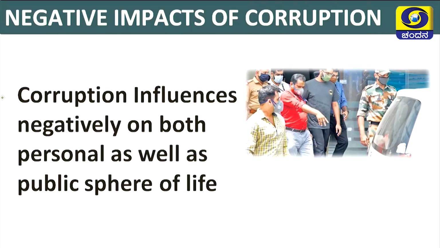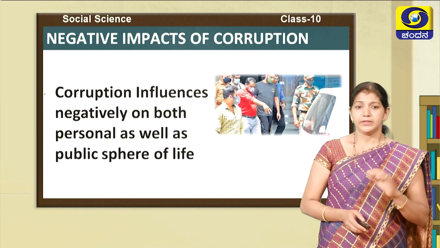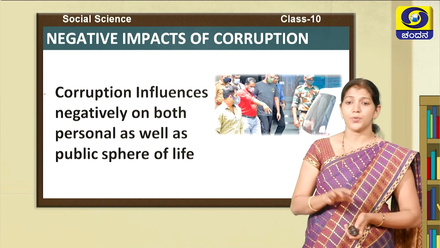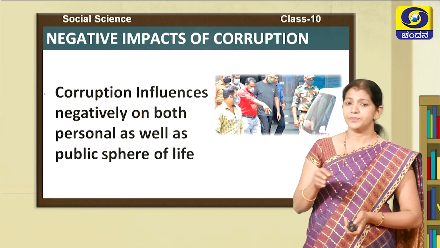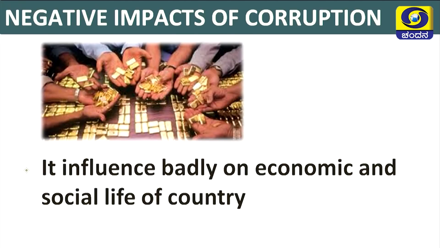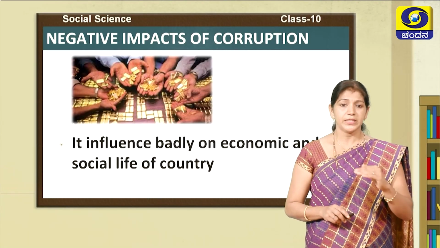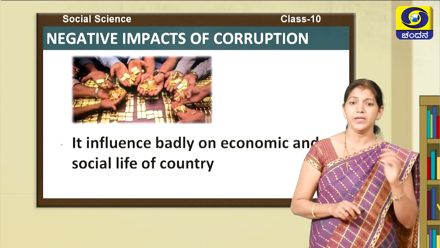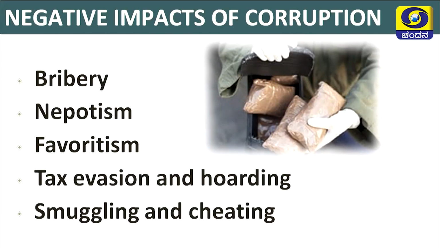Next, corruption influences negativity in both personal as well as public spheres of life. Corruption is not only creating problems in social life, it is also creating negativity in personal and public life. Corruption influences the economic and social life of the country badly. The economic conditions also become influenced by corruption. And the main impact of corruption is the creation of bribery, nepotism, favoritism, tax evasion, hoarding, smuggling and cheating.